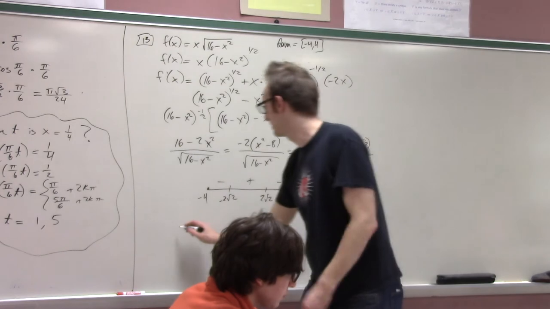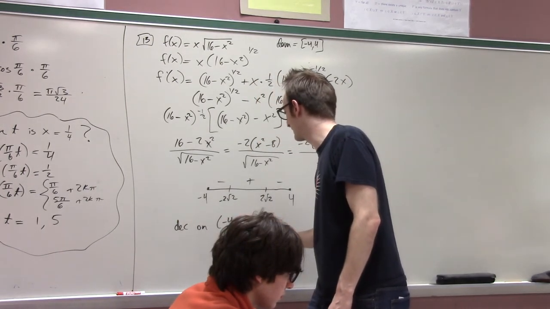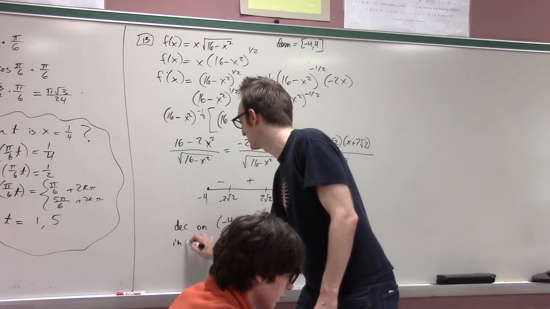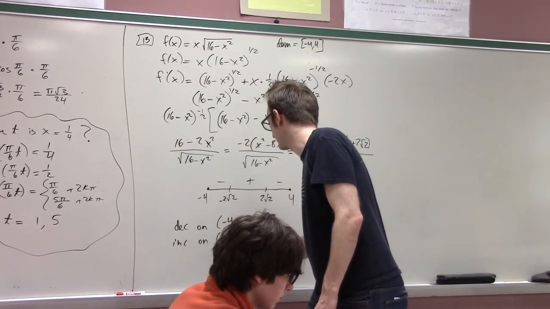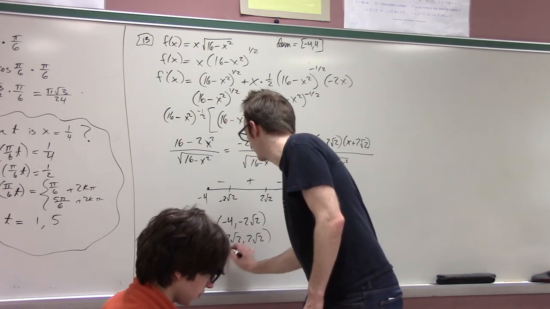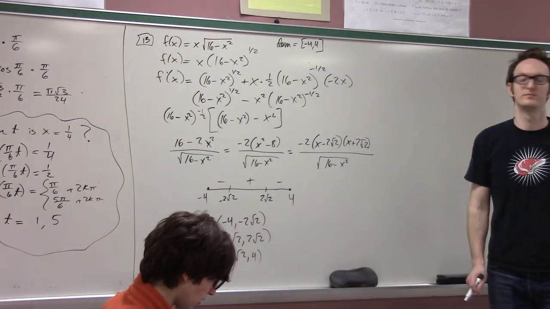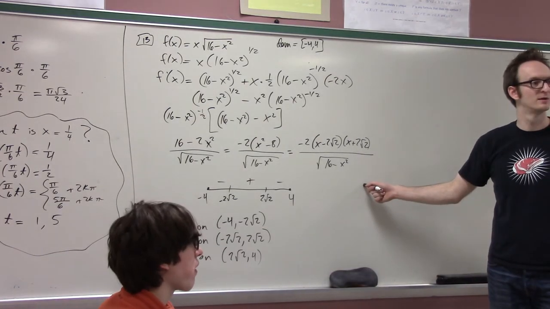And then, thus, I can say that this is decreasing on the interval negative 4 to negative 2 root 2. It's increasing on negative 2 root 2 to 2 root 2, and it is decreasing on the interval 2 root 2 to 4. All right, this is how you guys basically did this already?